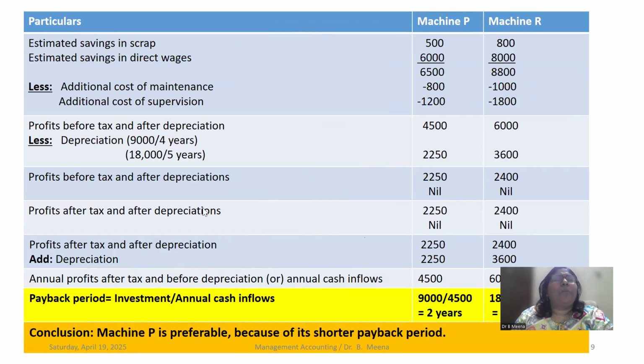Just check out this format. So I allotted the columns based on the machine and the particulars column. Estimated savings in scrap, how much, and then estimated savings in direct wages, how much, for both the machines. Just add it and compare with the cost of maintenance and supervision. That tells you the profit before tax and after depreciation. Then deduct the depreciation first of all. For the depreciation calculation, just check out the previous slide.